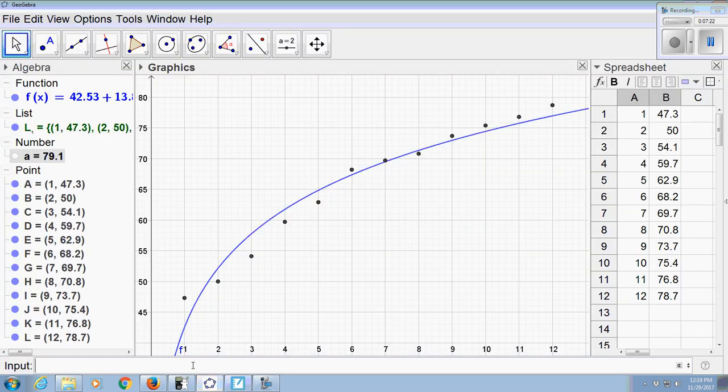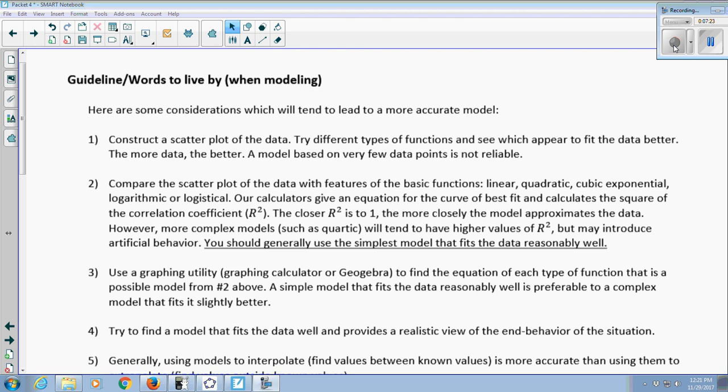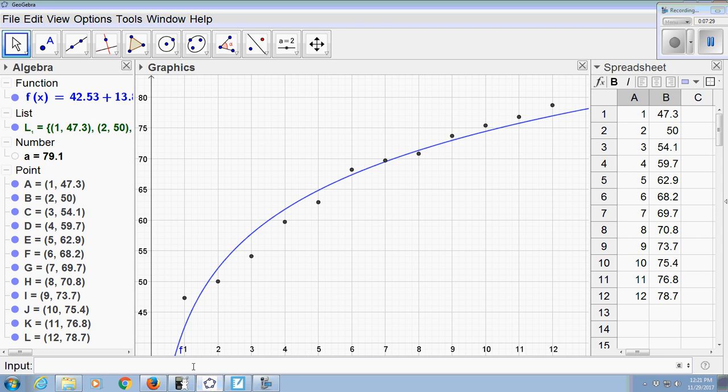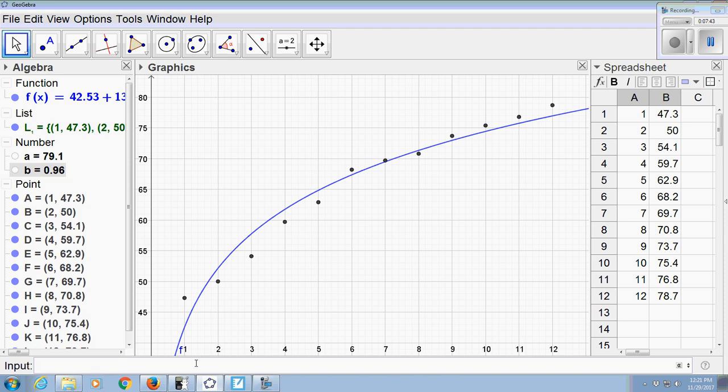So in GeoGebra, if you want the r squared value, your calculator gives it to you automatically. In GeoGebra, you type in the input, you type RSquare, and then it asks you for the list of points, so it's L1, and then the function is f. That's our model. And it says our correlation coefficient is 0.96, very close to 1. It's a good fit.